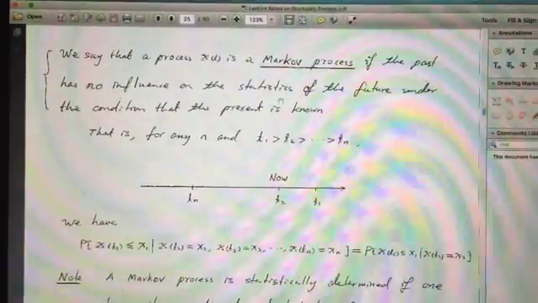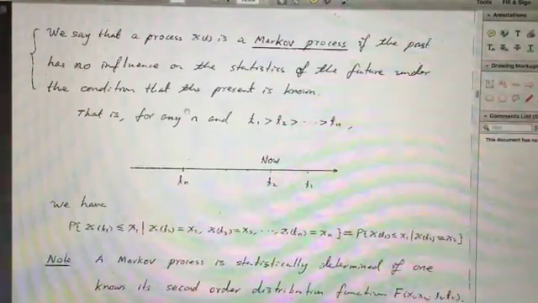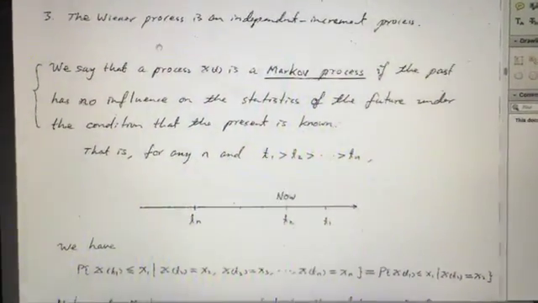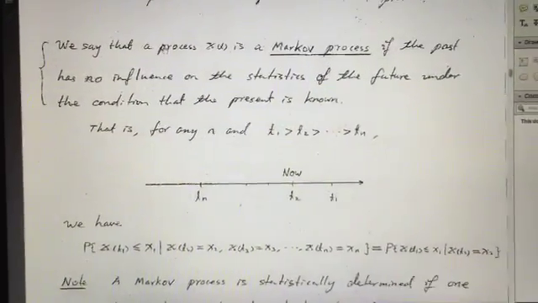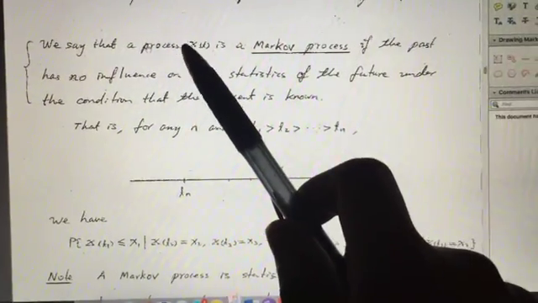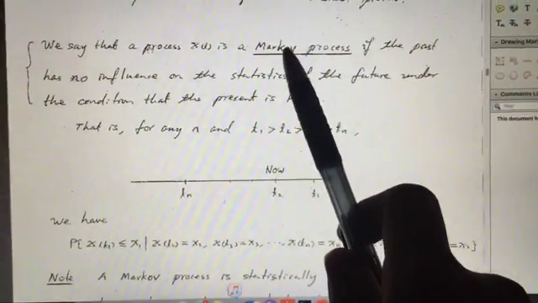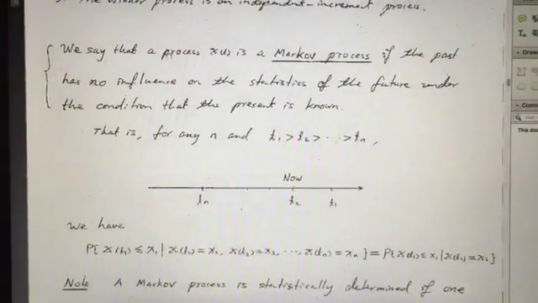So this is question 2 for homework, the end of probability. The second question's first part is where I'm going to explain what a Markov chain or Markov process is. According to our notes, we can clearly see the definition: X(t) is a Markov process if the past has no influence on the statistics of the future on the condition that the present is known.